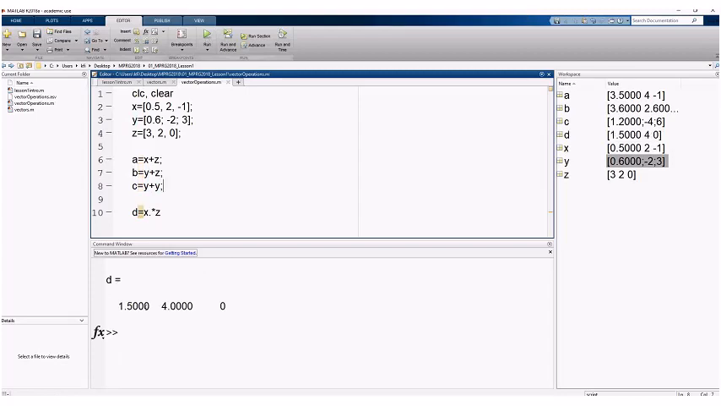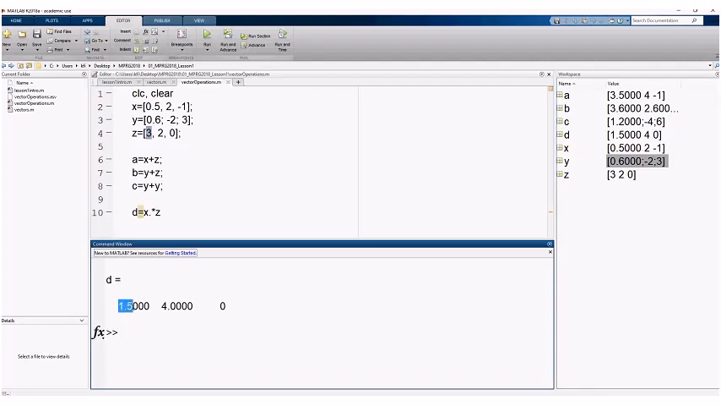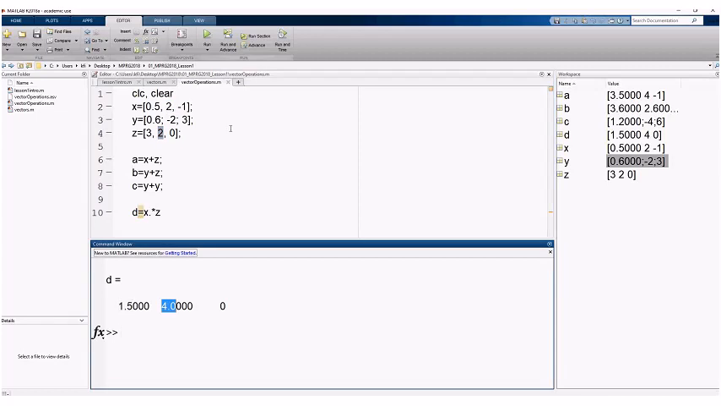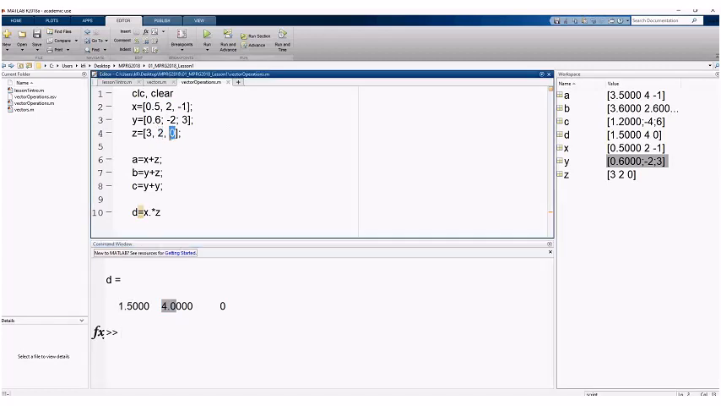And we see that we get 0.5 times 3 gives us 1.5. 2 times 2 gives us 4. And minus 1 times 0 gives us 0.